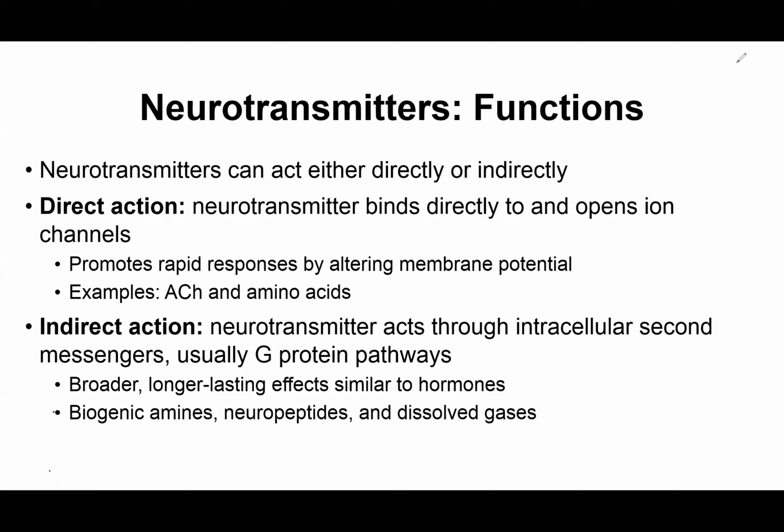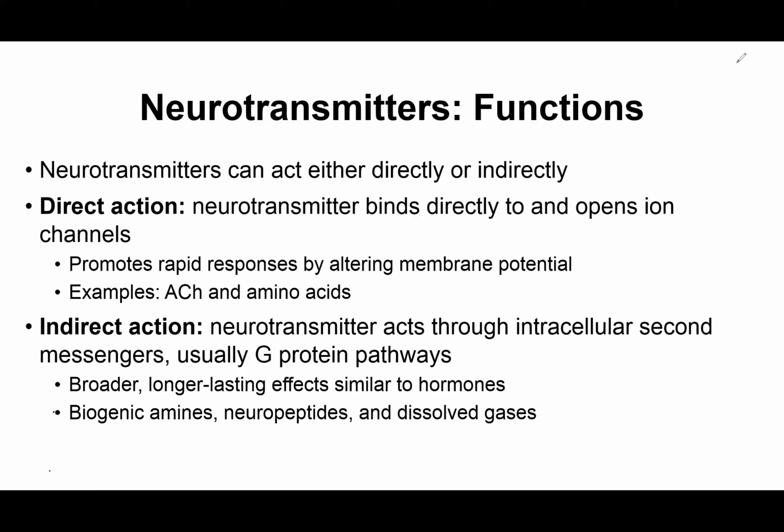So if we're talking about a direct action, that's when the neurotransmitter is going to bind directly to and open an ion channel. And this promotes a really rapid response by altering the membrane potential. So an example here would be acetylcholine at the neuromuscular junction. When acetylcholine binds, it opens up that ligand-gated ion channel, causes the membrane potential to change. You have a fast response, right?